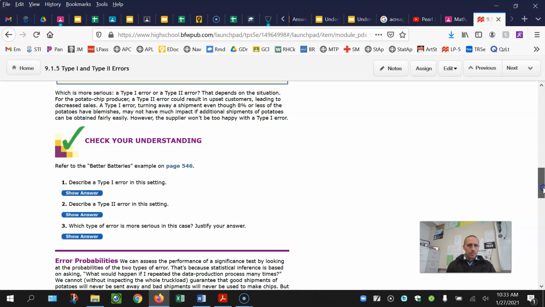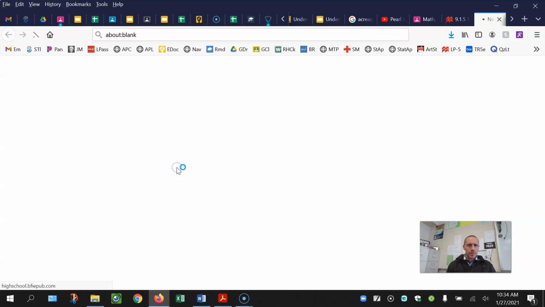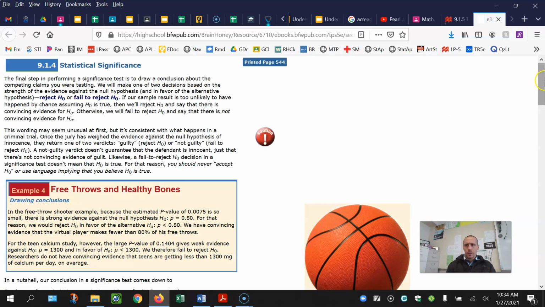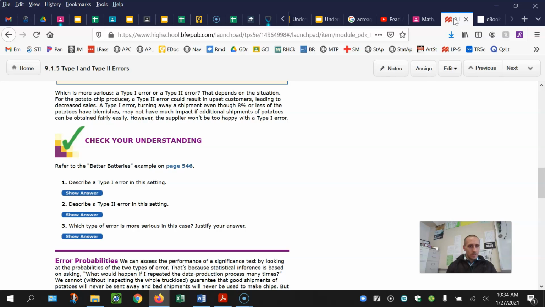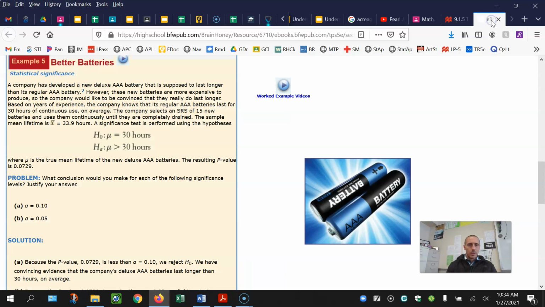All right. So better batteries on page 546. Let's see what happens when I do this. All right. Okay. So what they want you to do is describe a type 1 error in context and a type 2 error in context here. And do they also want you to get into which is more serious? Yeah. Okay. So at this point, pause the video and do a type 1 and type 2 error for this question.